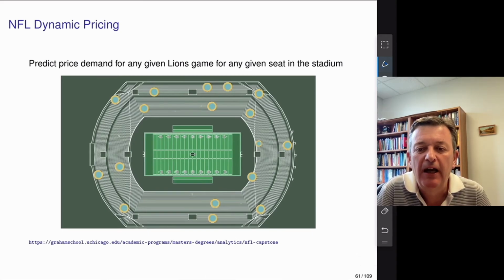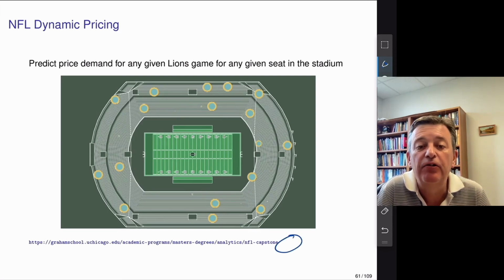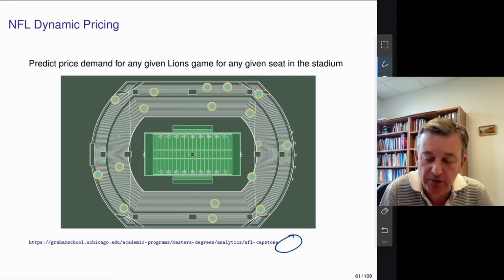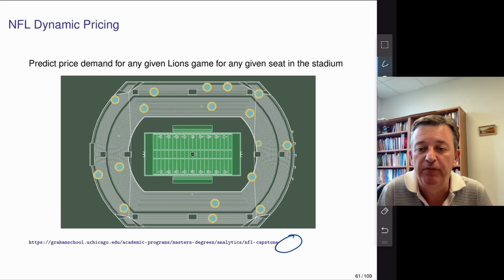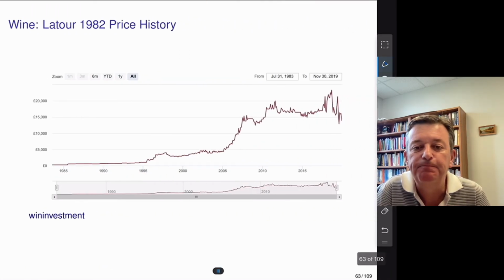One of my colleagues, Vadim Sokolov, has done some dynamic NFL pricing examples. So again, if you click on the link here, you can see a discussion of how people price different seats based on expectations of who's going to win the game, based on other games that are happening that weekend, etc. So another big group of how do you price seats for an NFL game, and a little discussion here of what happened when it got implemented.